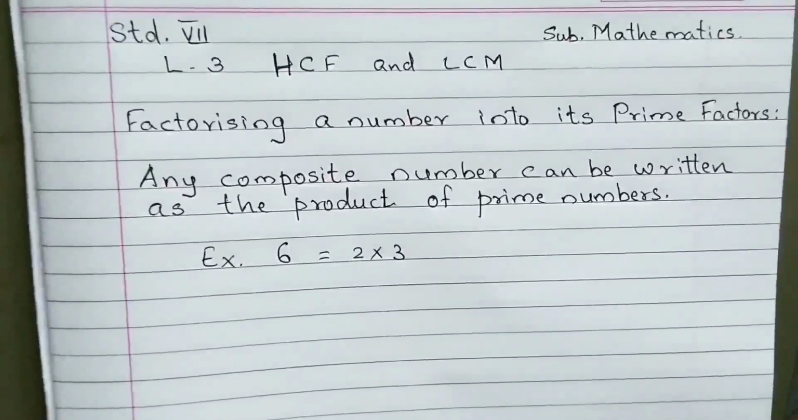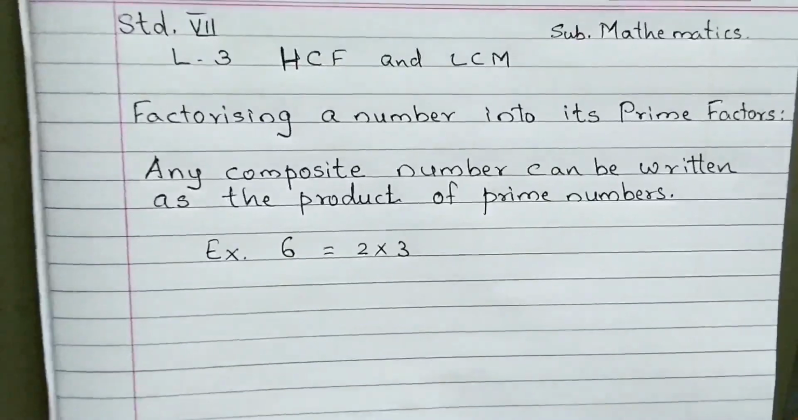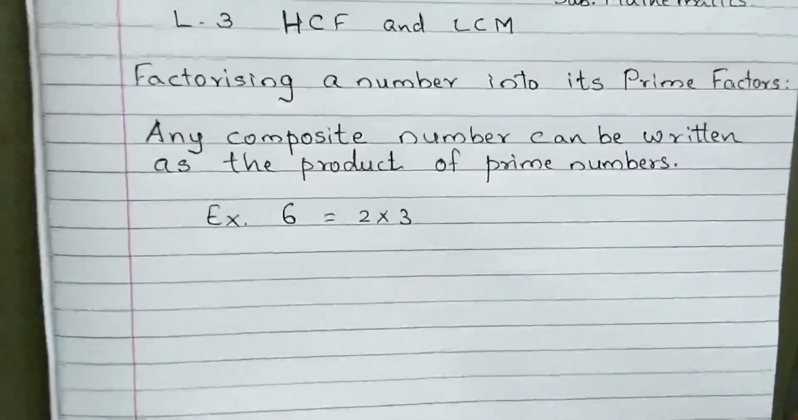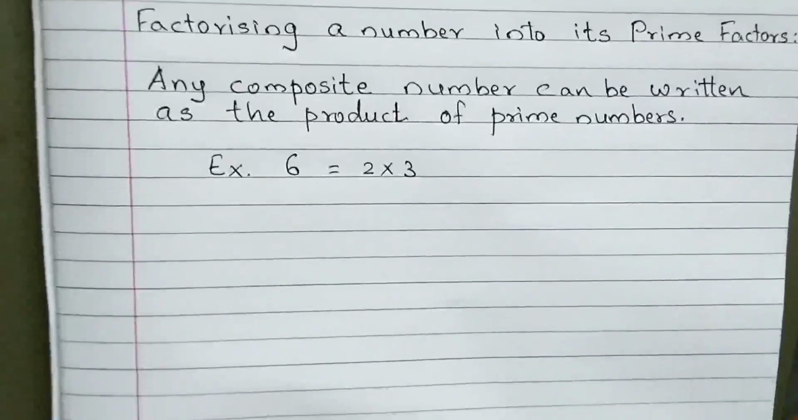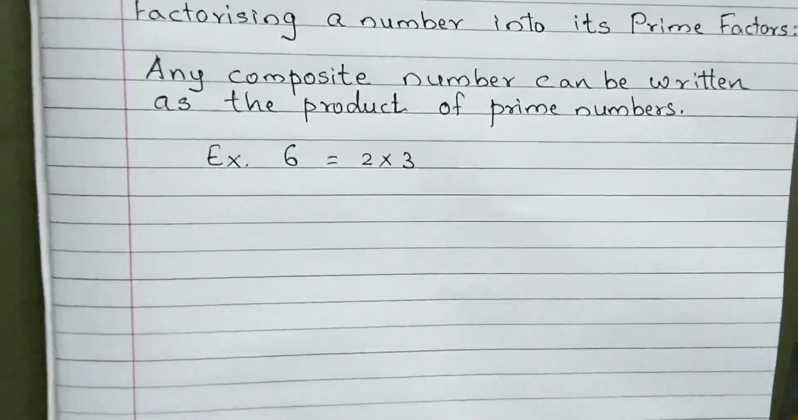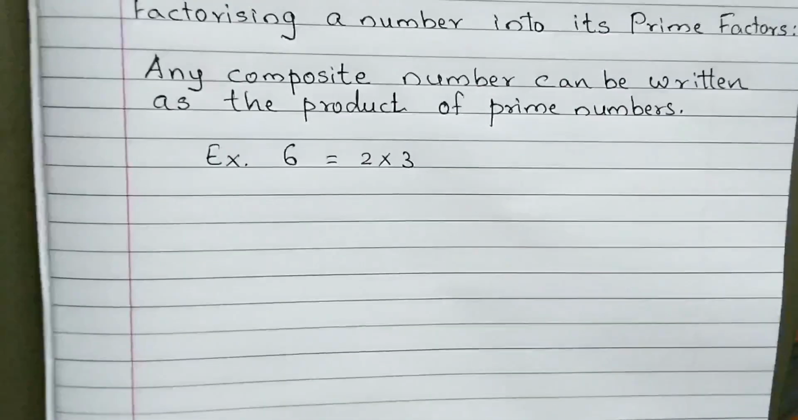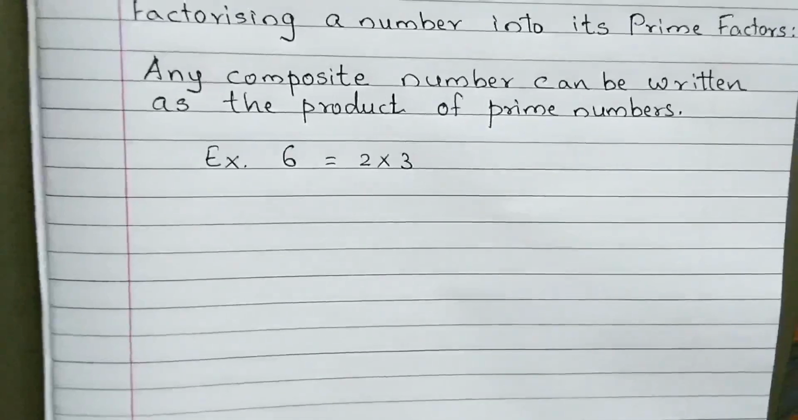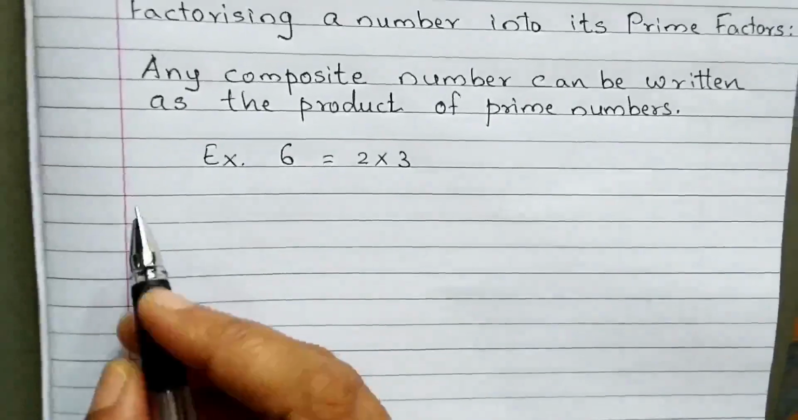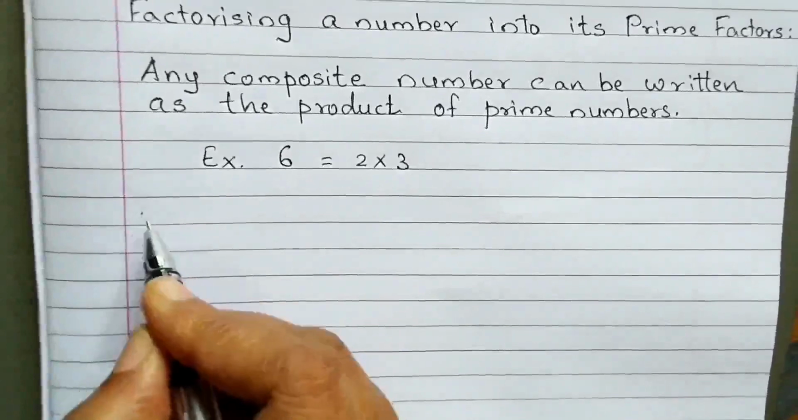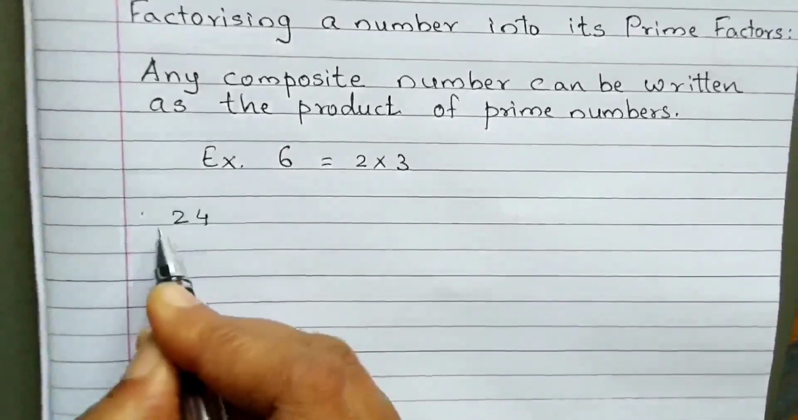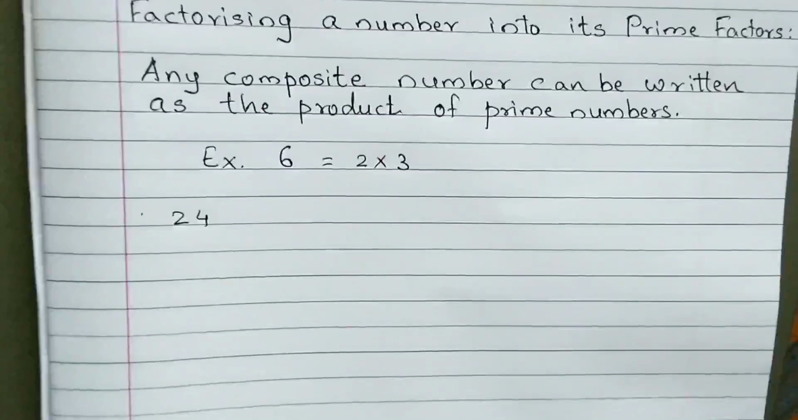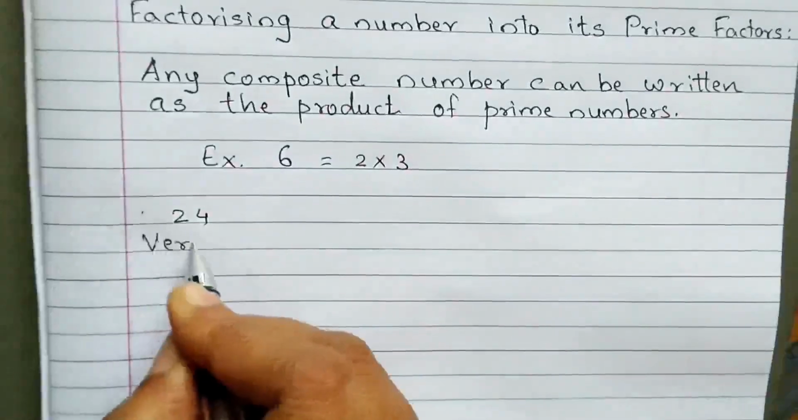Let's try another number. There are two different methods in finding the prime factors. One is a vertical method and the other one is the horizontal method. First, let us see the vertical method. The first example is the number 24.